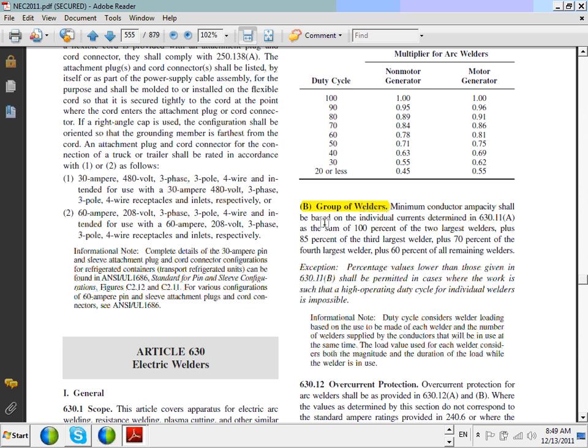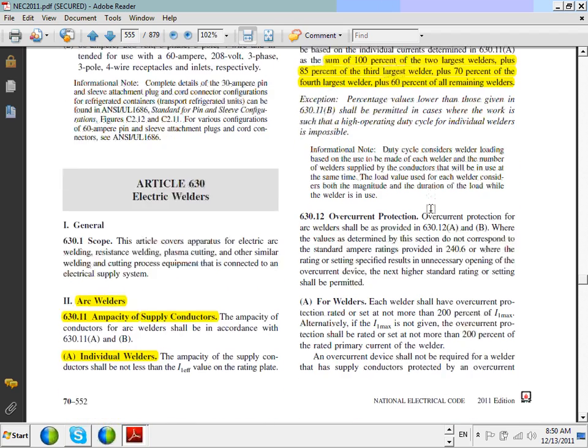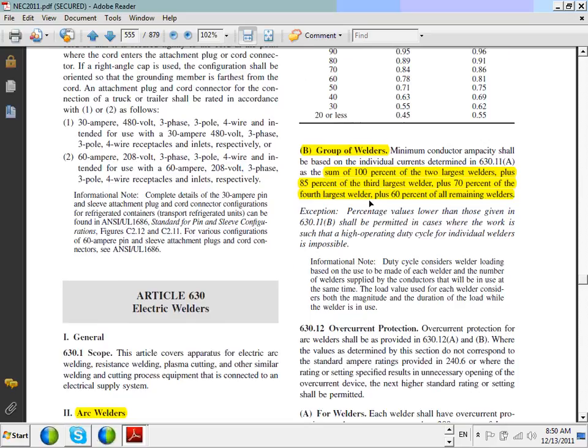And I would like you guys to highlight way at the bottom. It says this particular section here. It says the sum of the 100% of the two largest plus 85% of the third largest plus 70% of the fourth largest plus 60% of the remainder welder. This is going to make a lot of sense as we go through, guys. So for the time being, if you guys do me a single favor and highlight this.